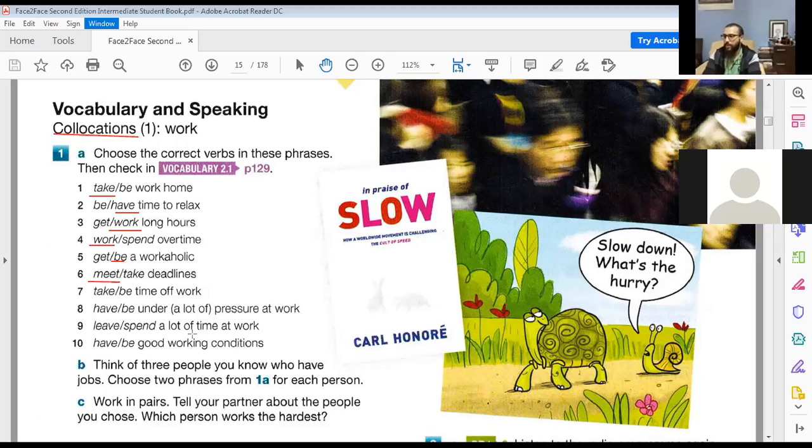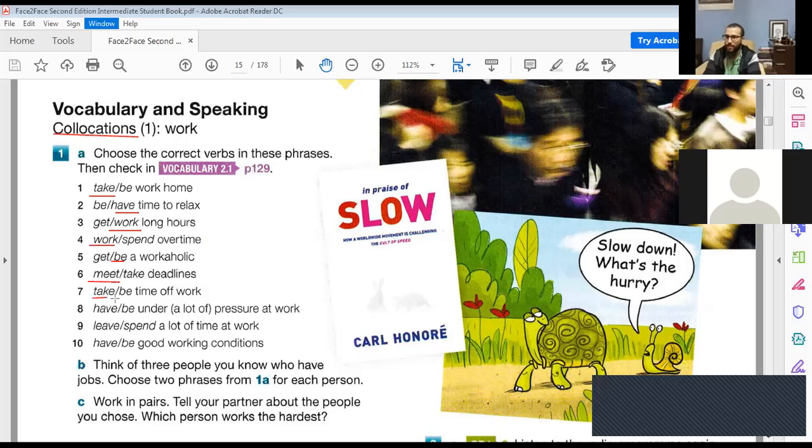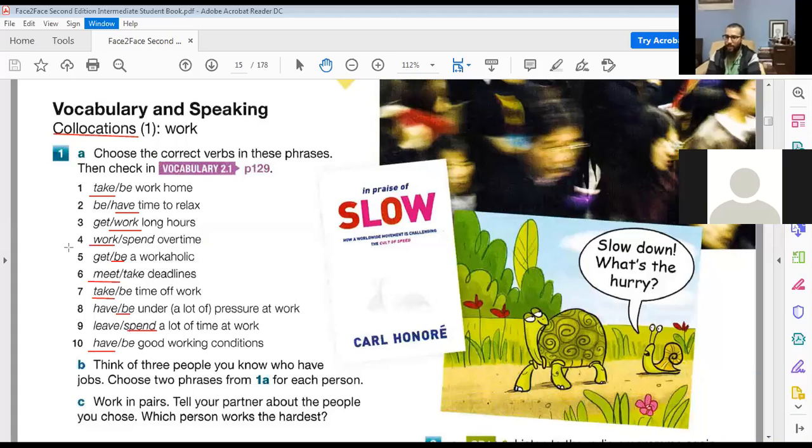Anyways, what about number 7? Take time off work. Take time off. Okay. Number 8. Be under. Okay. Number 9. Spend a lot of time at work. Correct. Spend. And number 10. Have good working conditions. Yeah. Everybody wants to have good working conditions where they work.